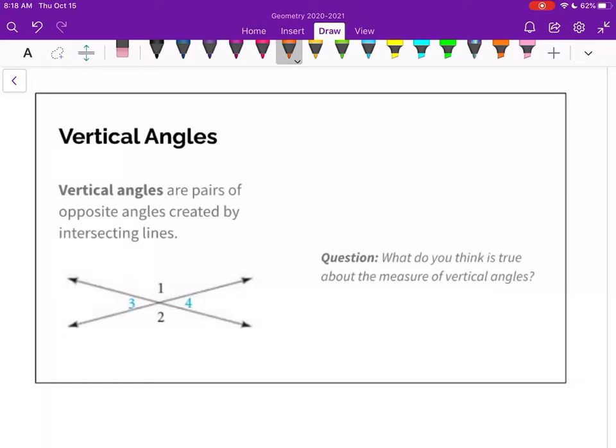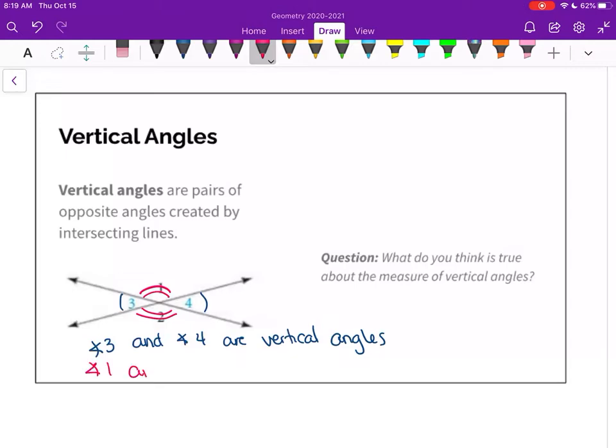Next, vertical angles. So vertical angles you're going to be working with a lot. This is very exciting. Vertical angles are pairs of opposite angles created by intersecting lines. So in my picture here, angle 3 and angle 4 are vertical angles. Okay, so there's one pair. And then my other pair of vertical angles would be angle 1 and angle 2.